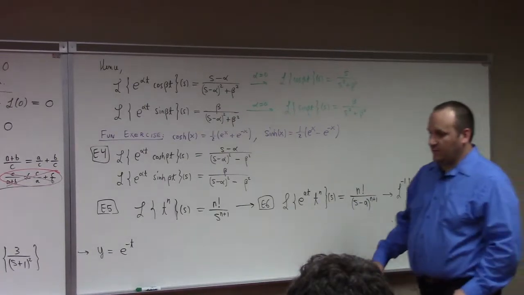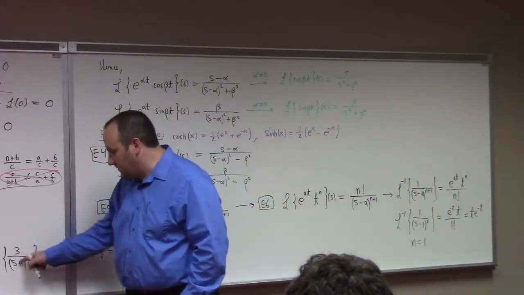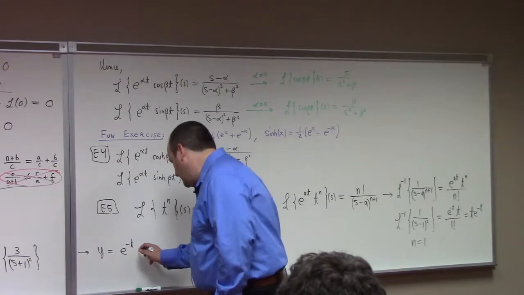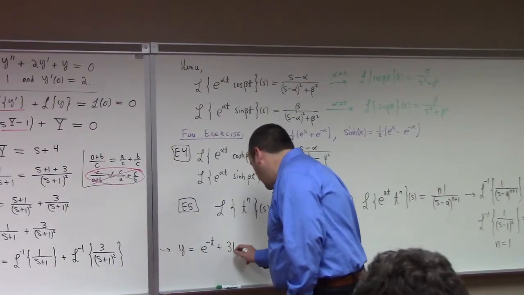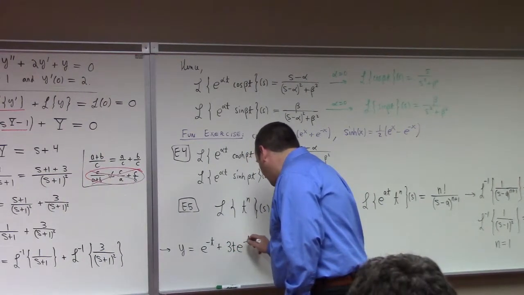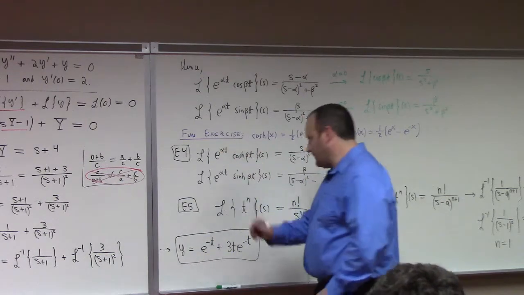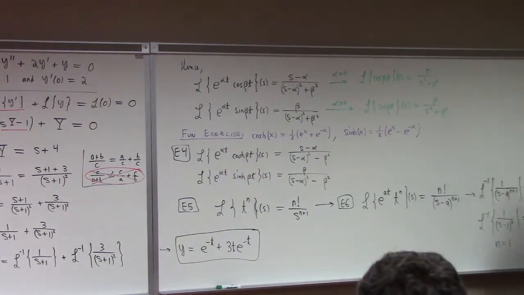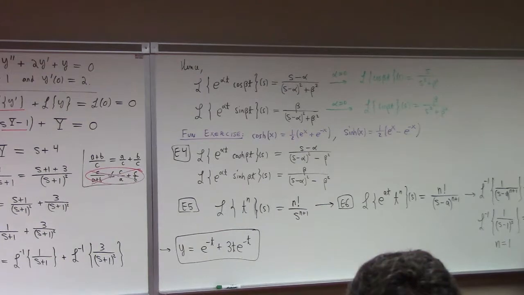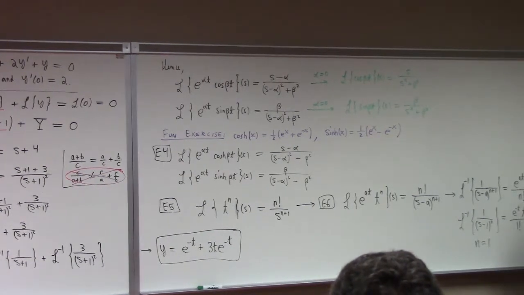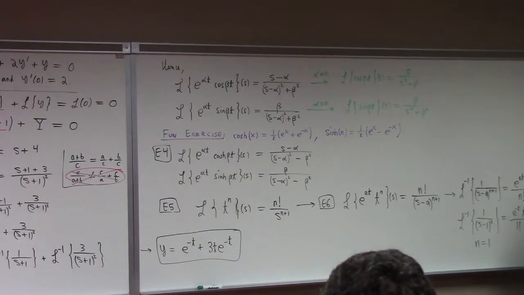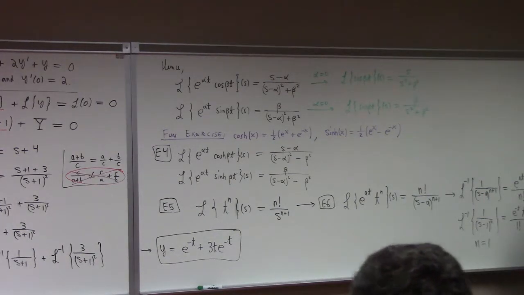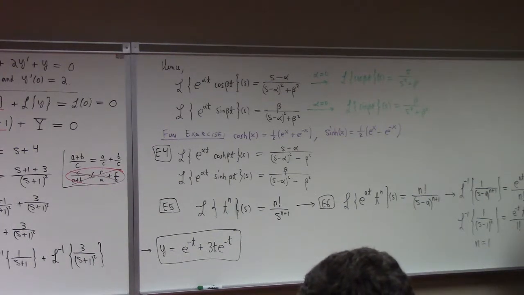But we don't just have that. We also have this pesky 3 here, right? So this gives us plus 3 t e to the minus t. What's that? Can you separate out the e to the negative t? Oh yeah, of course, we could factor that out. And you can check that that works, right? If we plug in 0, we get 1. If you differentiate that, you'll be able to see when you plug in 0, you get 2.